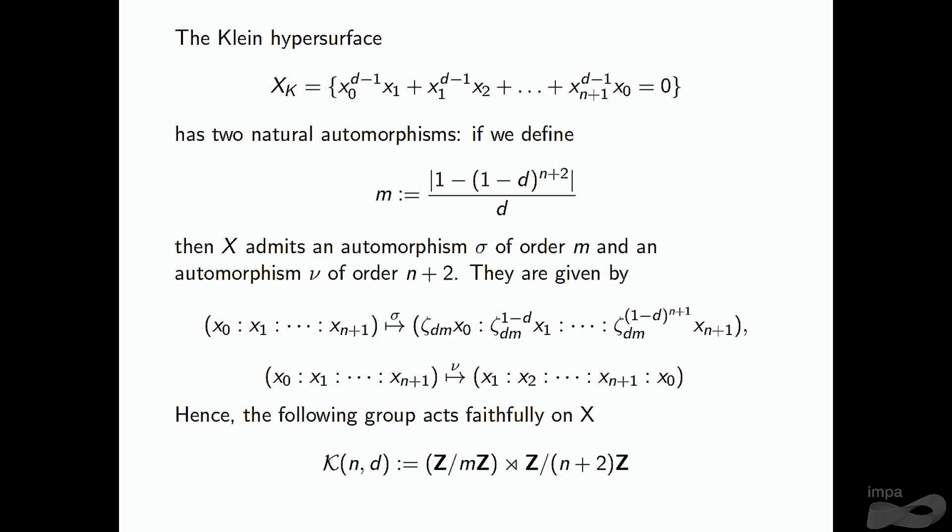So now let me come to the Klein hypersurface. We want to compute the automorphism group of Klein now. So the Klein was this equation, so we saw it before. And this number that has appeared many times, let me call it m now: 1 minus d to the power n divided by d. So regardless of whether this is or not a prime number, X admits an automorphism of that order.